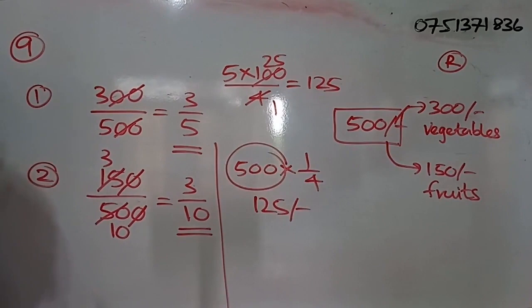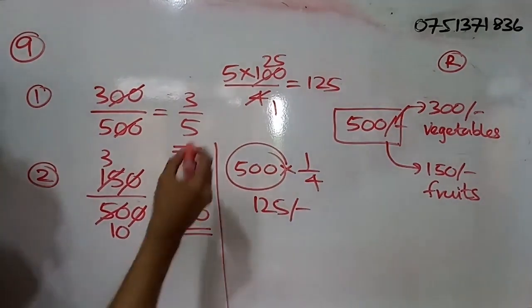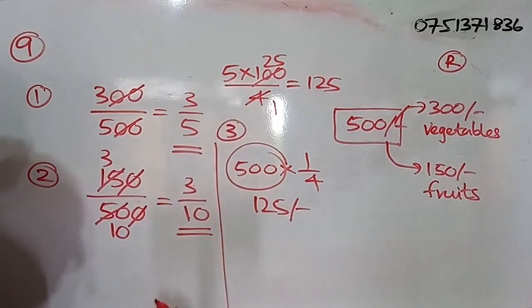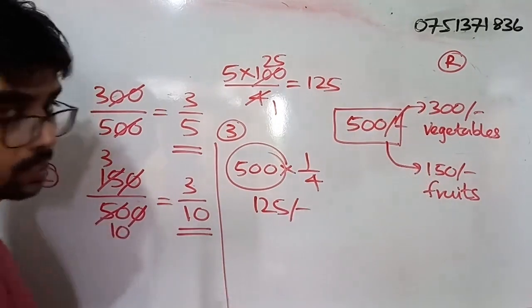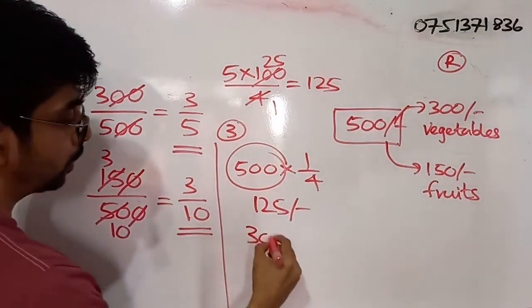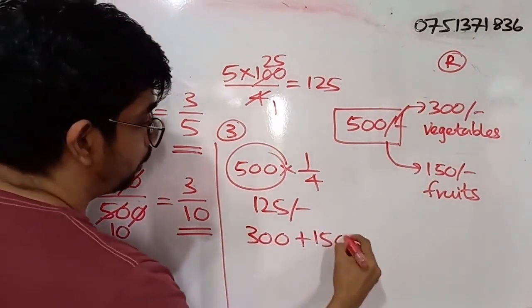But, so this is the third part. But she spent 300 rupees on vegetables, 150 on what? Fruits. So what is the total amount? 300 plus 150.